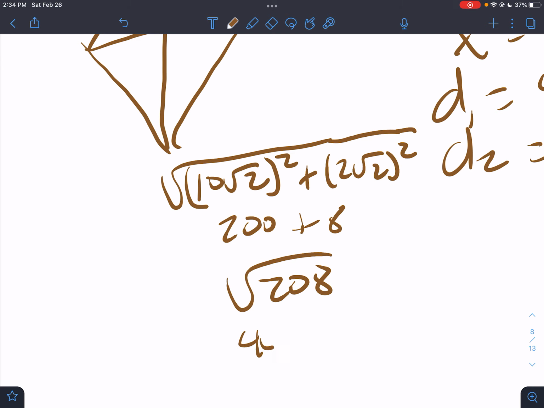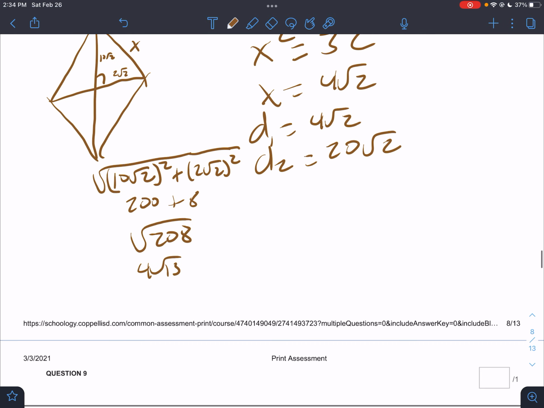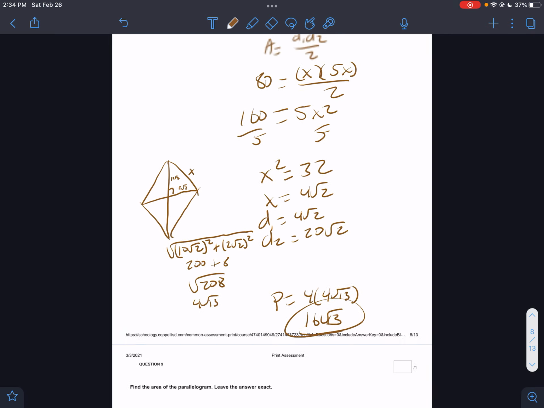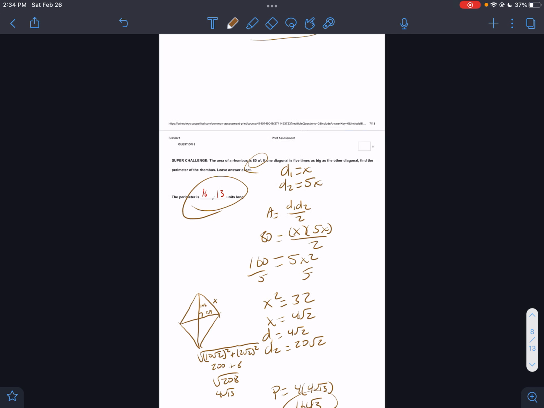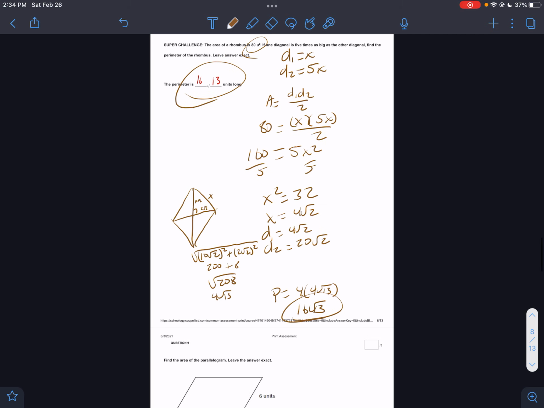That's 4 root 13. So one side is 4 root 13. So the perimeter is 4 times 4 root 13, which is 16 root 13. 16 root 13 is the final answer. Perfect.